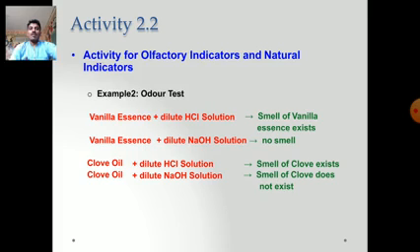In the activity on olfactory indicators, example 2, the odor test: vanilla essence plus dilute HCl solution, the smell of vanilla exists, and vanilla essence plus dilute NaOH solution, there is no smell. Clove oil plus dilute HCl solution, the smell of clove exists. Clove oil plus dilute NaOH solution, the smell of clove does not exist.